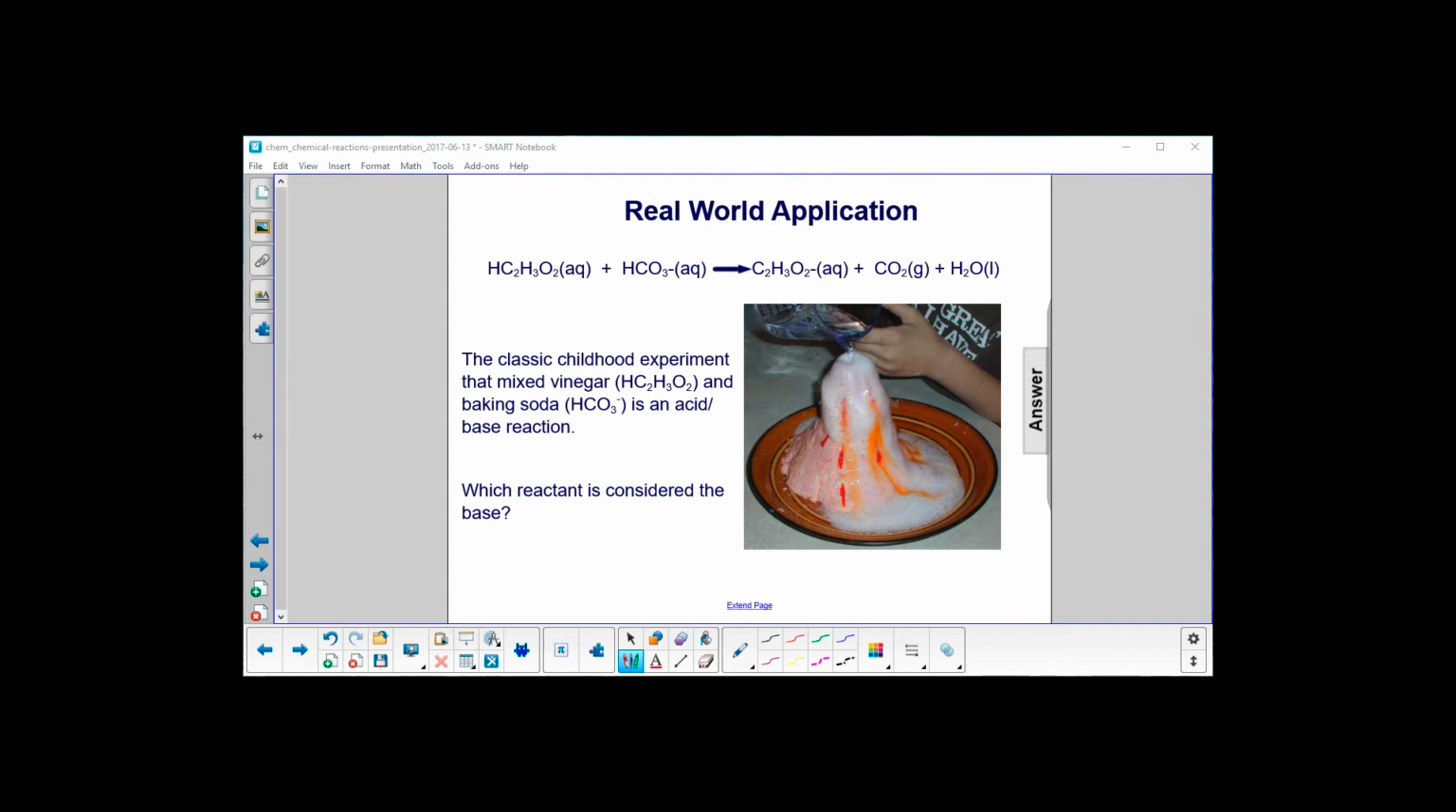The classic childhood science fair experiment that mixed vinegar, which is HC2H3O2, and baking soda is an acid-base reaction. Which reactant is considered the base?